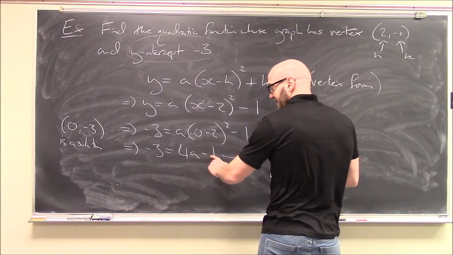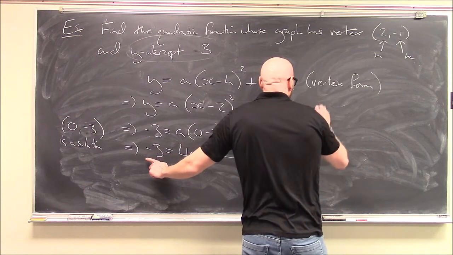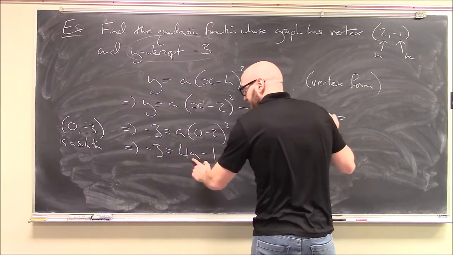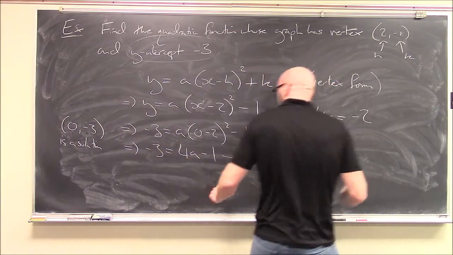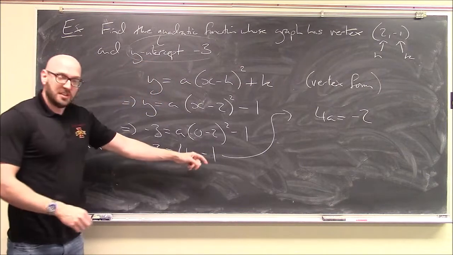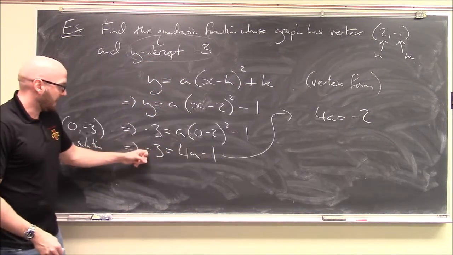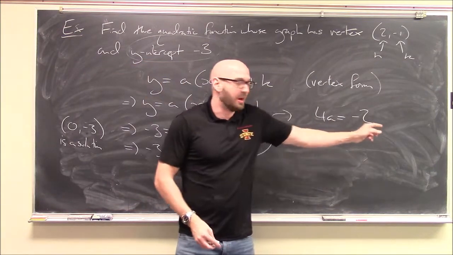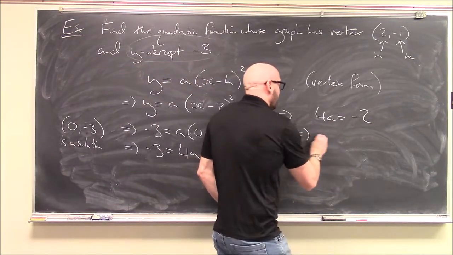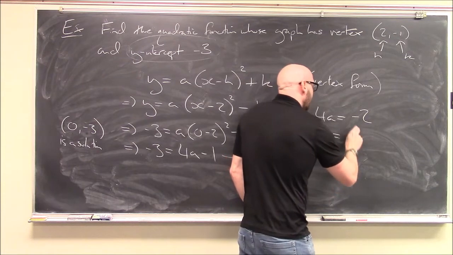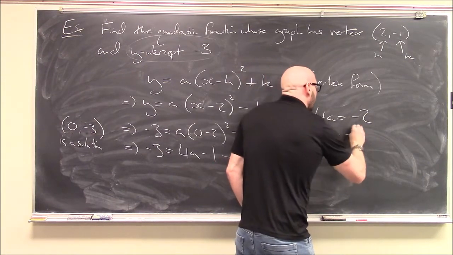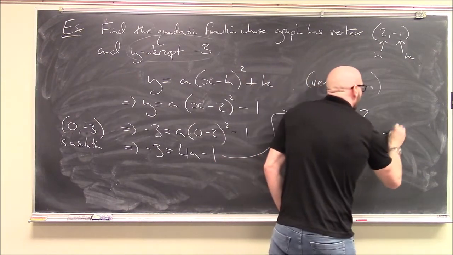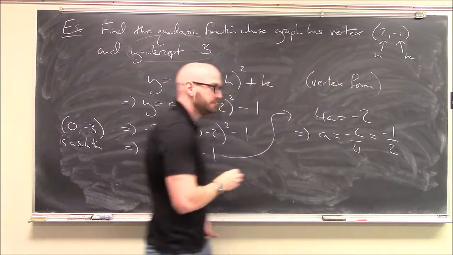So let's see, let's add 1 to both sides. I'm just changing the order here. If I add 1 to both sides, I would have -2 is equal to 4a. Well, that's the same as saying 4a is equal to -2. And this, of course, means dividing both sides by 4, a is -2 over 4, or -1/2.